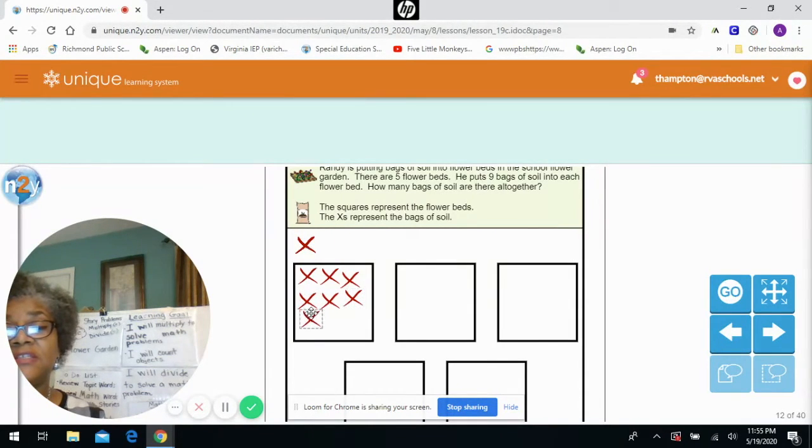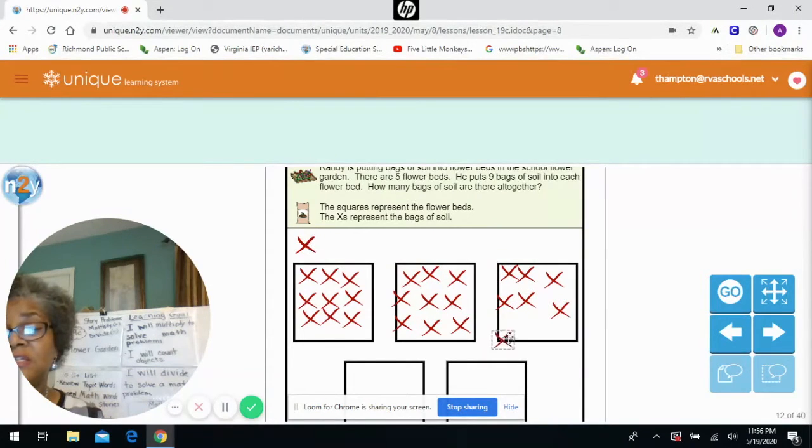That's 6, 7, 8, and 9. I miscounted a little bit there. Let's count this one. 1, 2, 3, 4, 5, 6, 7, 8, and 9. This one, let's go. 1, 2, 3, 4, 5, 6, 7, 8, 9. Let's move this up just a tiny bit.